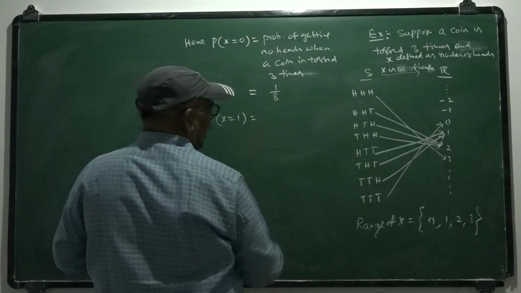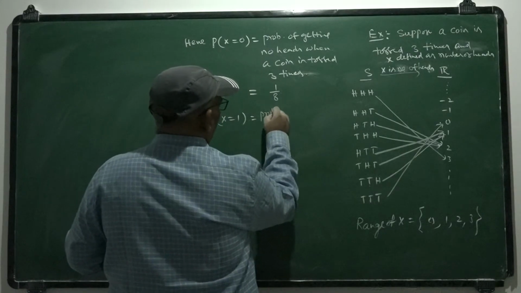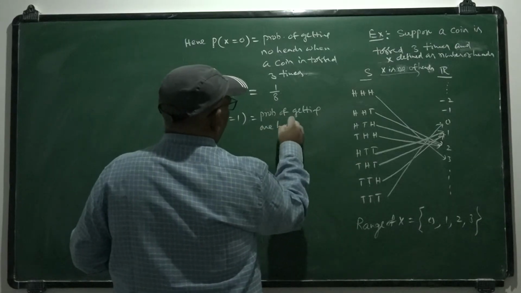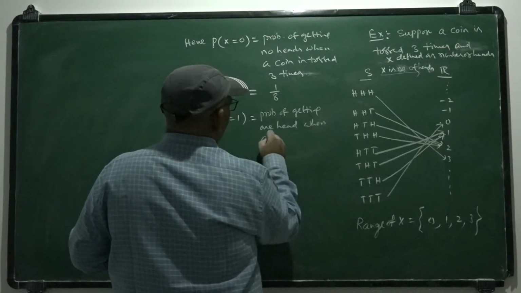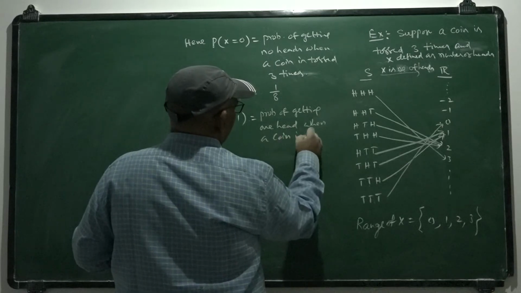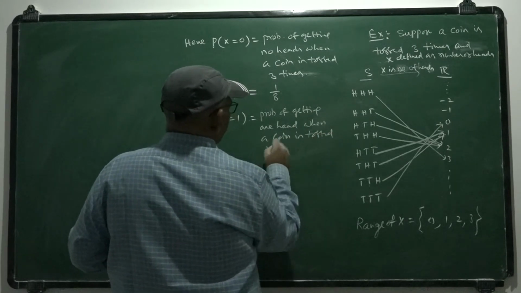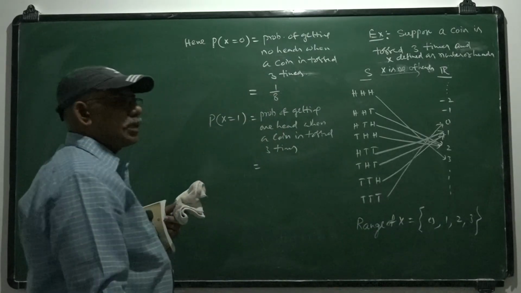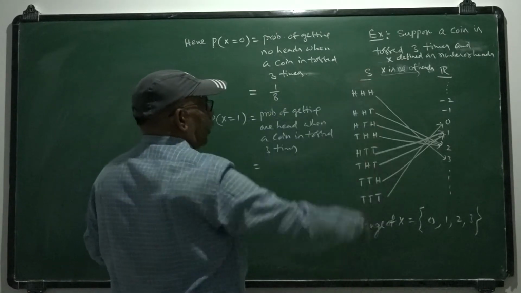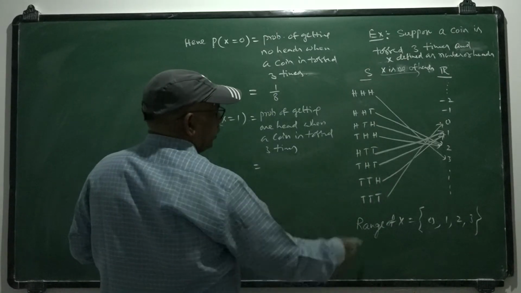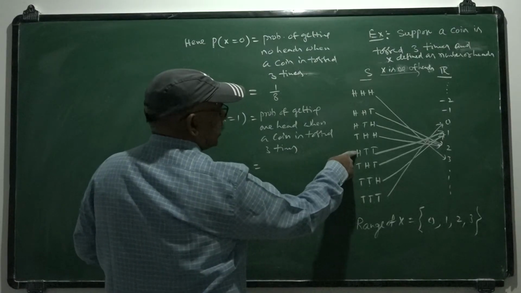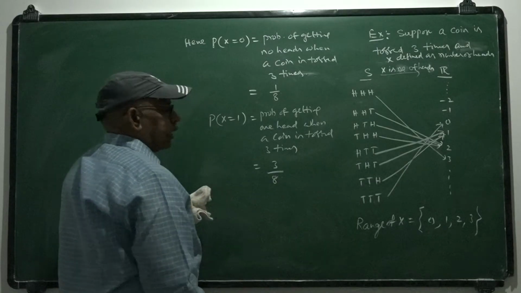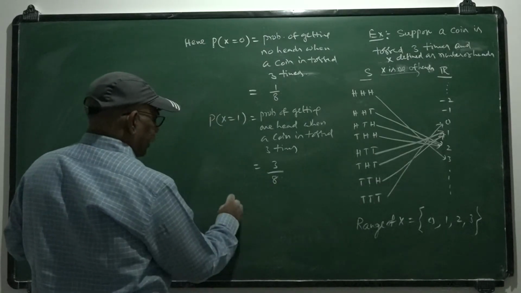Similarly, the probability of getting one head when a coin is tossed 3 times. This is the probability corresponding to x taking the value 1, where x is the number of heads. This is possible in these 3 cases. So, favorable possibilities are 3 and total possible outcomes are 8. Hence, the probability is 3 by 8.